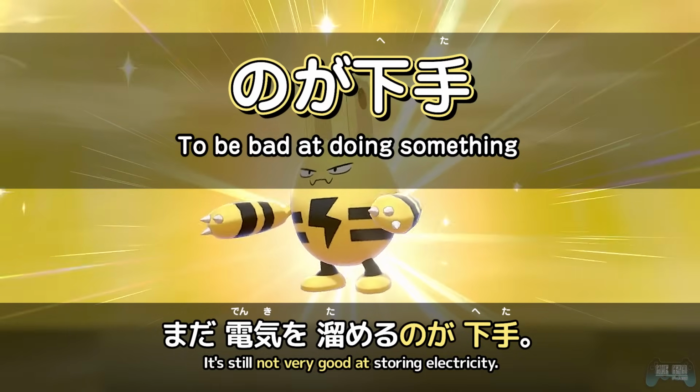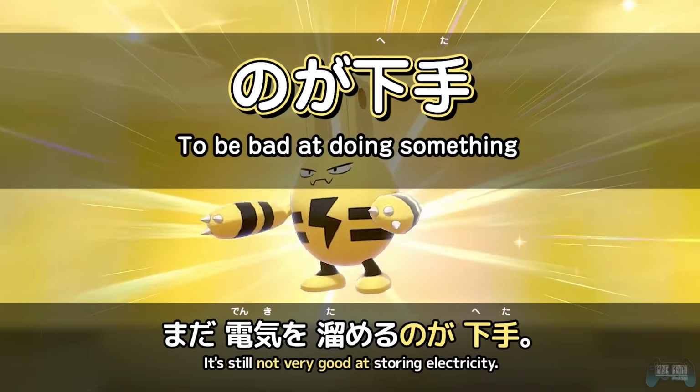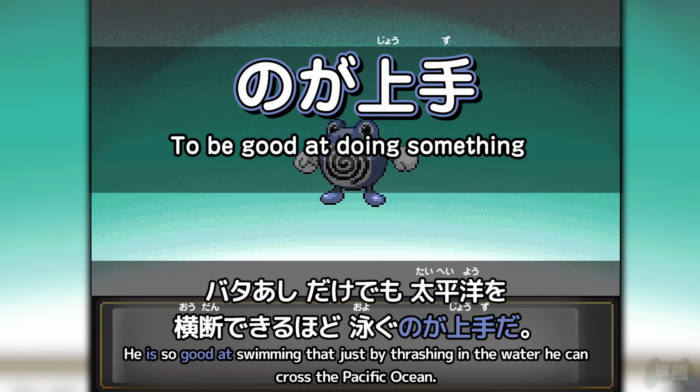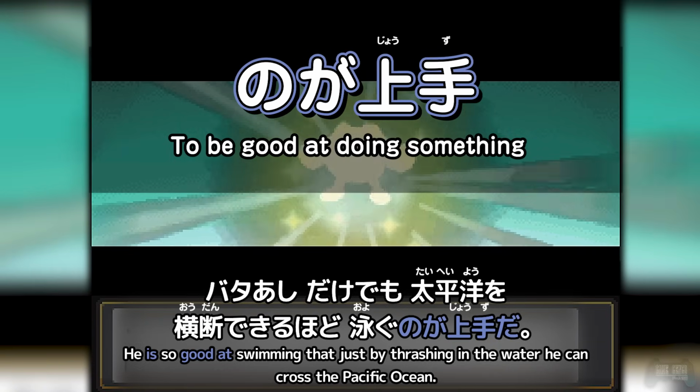You can also use this in a positive sense with no ga jozu, to be good at something. So just like how heta says what you're bad at, jozu says what you're good at.